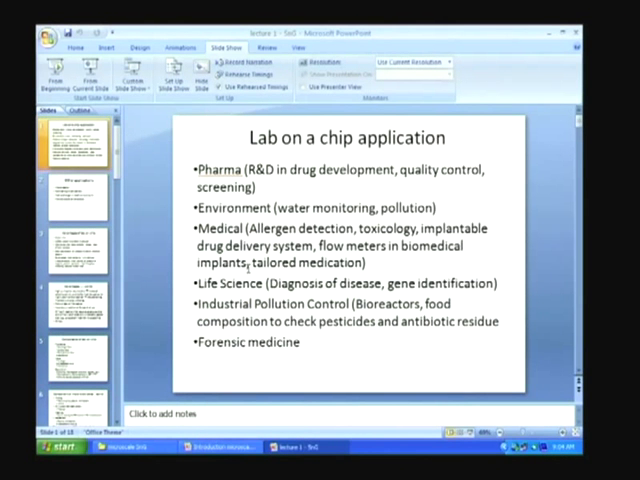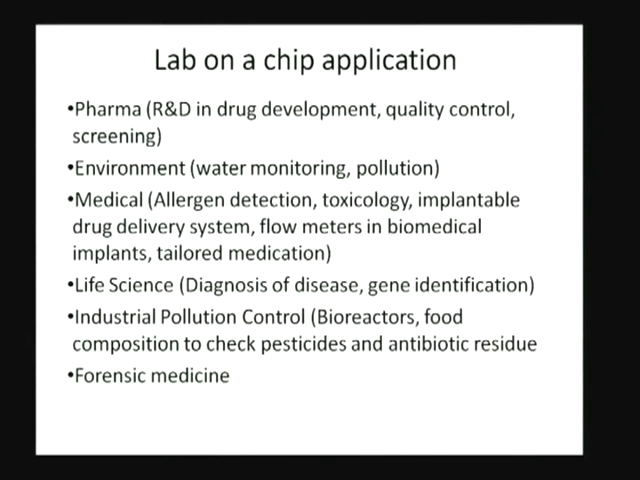What I will do next is try to identify some of the application areas where the microscale processes will be useful. Number one, let me identify the lab on chip application, because if I read any review article on microscale processes, I find the lab on a chip is something people find very promising. It has a lot of promise, and a lot of thought has been put into it. There are applications which I identified here in this list. There are pharmaceutical applications, R&D in drug development, quality control and screening.